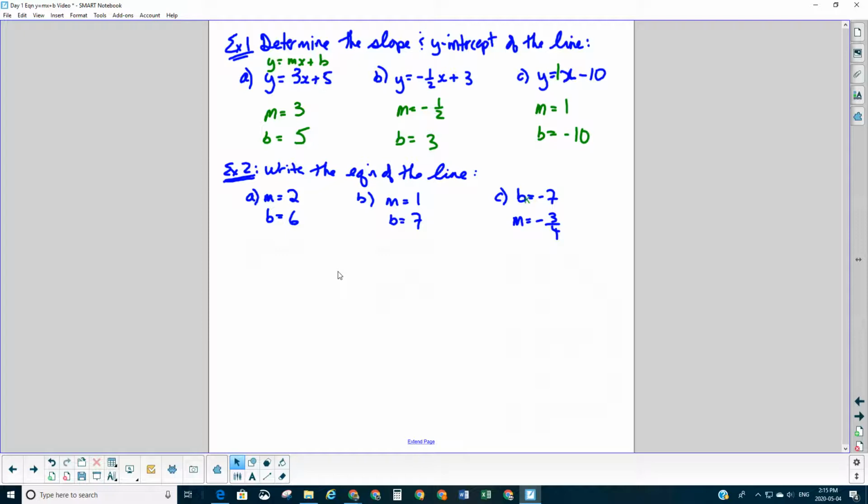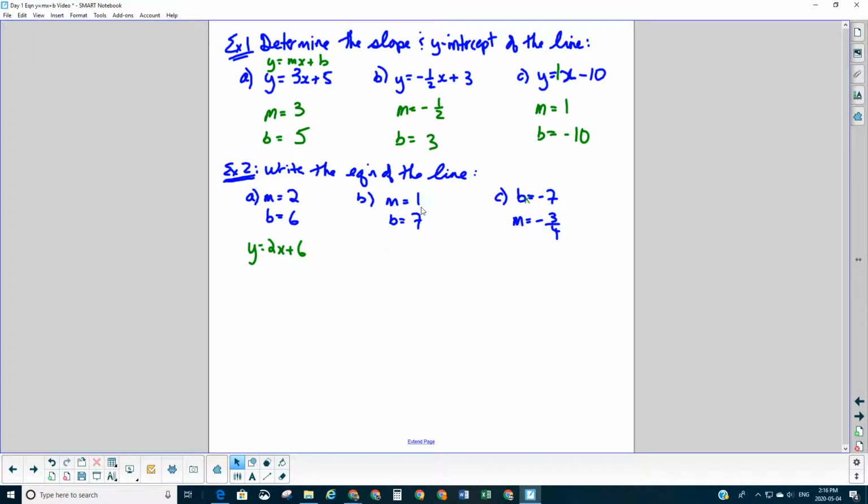Okay, now let's write the equation of the line if I give you the slope and the y-intercept. So here we're going backwards. I give you m equals 2 and b equals 6. So it goes y equals mx plus b. So the 2's in front of the x, and the b is afterwards. So the equation is 2x plus 6. $6 to get in the fare, $2 per ride. Okay, we're very used to this.